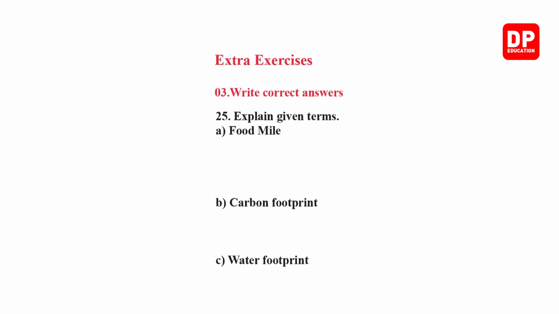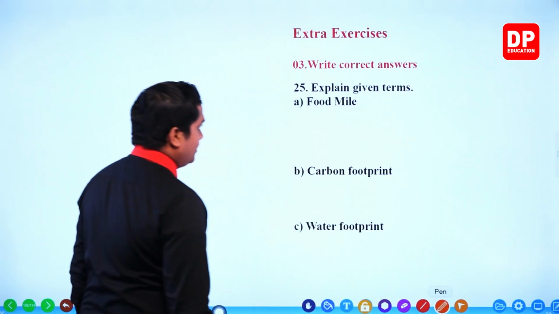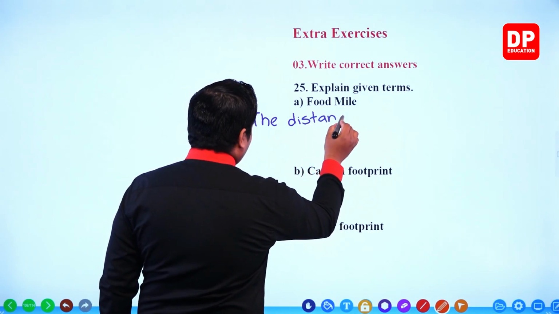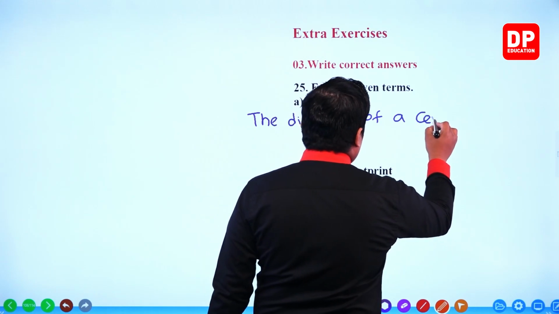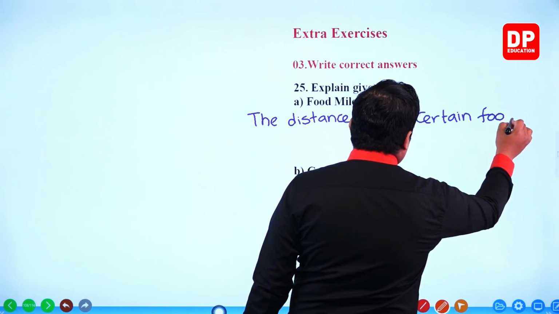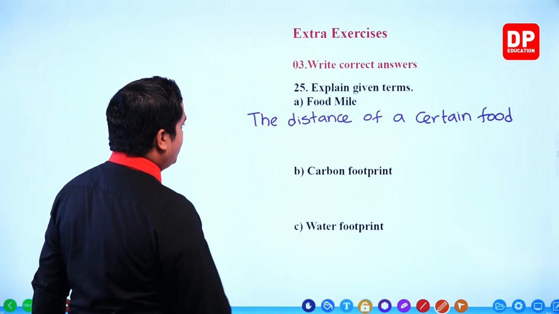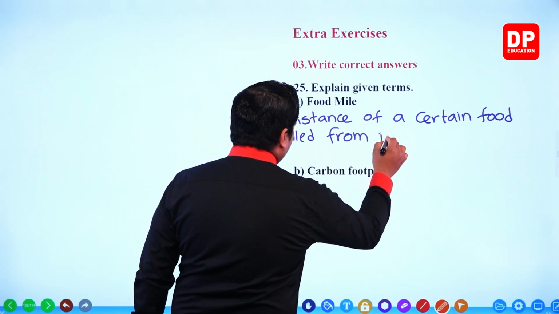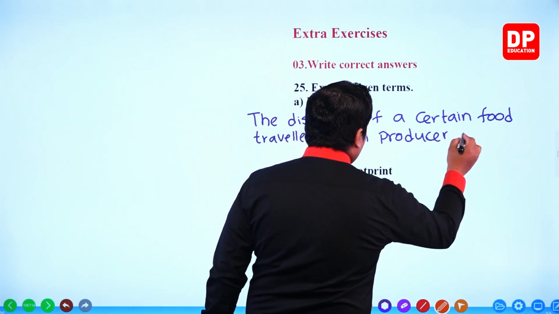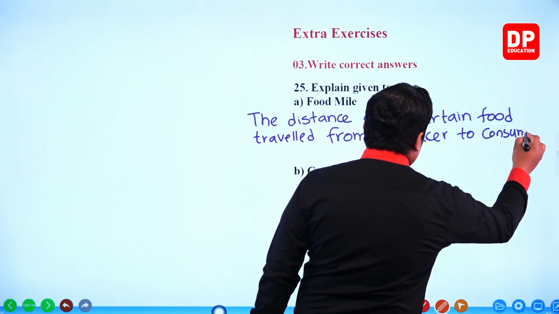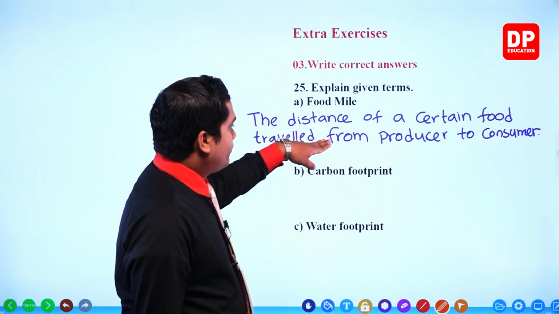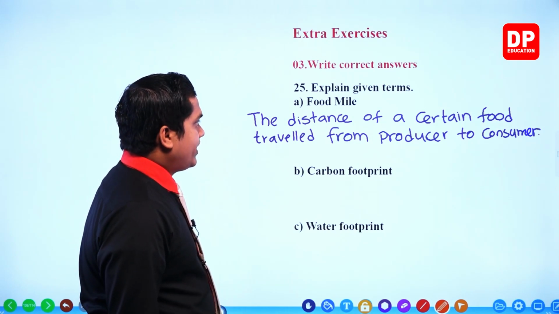Next one. Explain the given terms: food mile, carbon footprint, water footprint. Food mile. First of all, the food mile. The distance of a certain food traveled from producer to consumer. Right? The distance of a certain food traveled from producer to consumer. This is called the food mile.